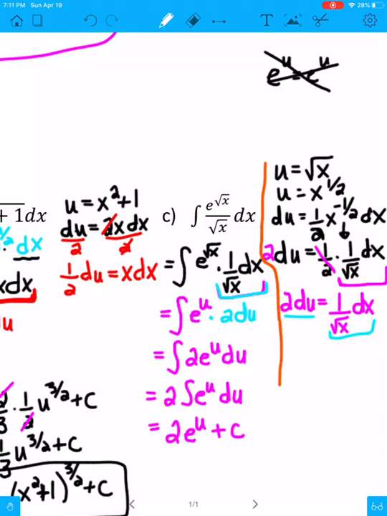So I took the antiderivative of e to the u du. E to the u du is e to the u plus c. And then I need to replace that u. So I'm going to get 2 e to the square root x, because that's what u is, plus c.